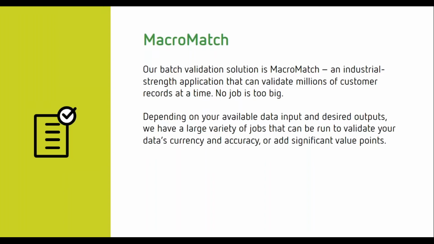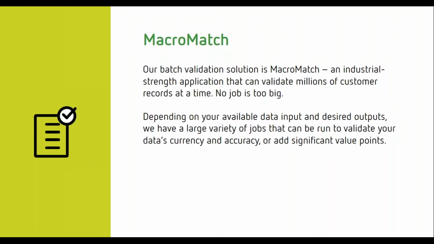So the other product that we sell here at Sensis Data Solutions for data validation is called Macro Match. It's our batch validation solution. So Total Check is for live validation, so individual records. Macro Match is really where you've got lots and lots of records, perhaps your entire CRM or parts thereof. Macro Match is built with industrial strength. We're handling right now transactions on an ongoing basis, millions of records at a time. No job individually is too big for us.